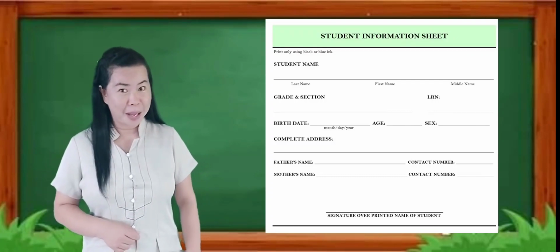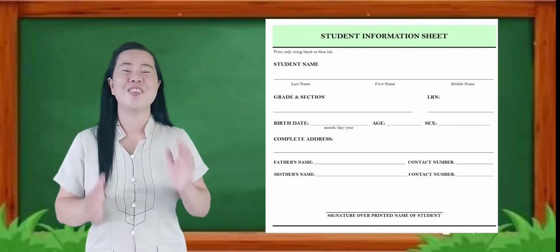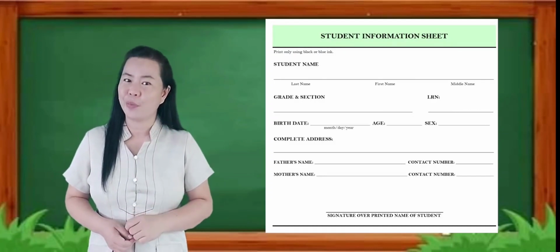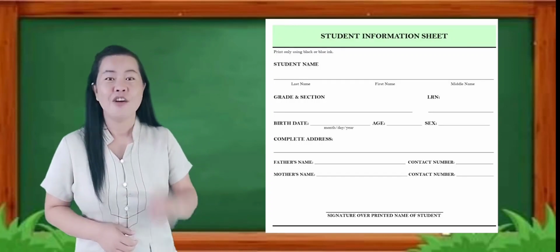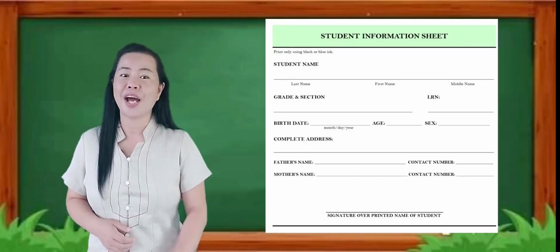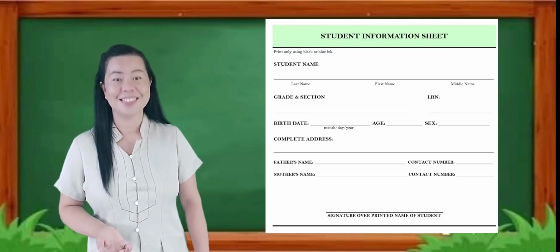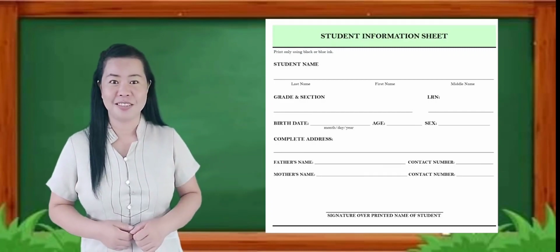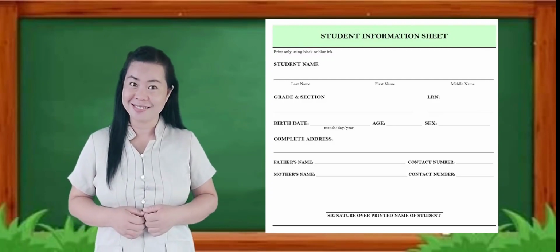Did you write your family name in the last name portion? Great, very good. For your first name, I'm sure you wrote your given name. Yes? Okay. For the middle name, did you write your mother's maiden family name? Okay, awesome. For the grading section, did you write grade 5 and your new section?